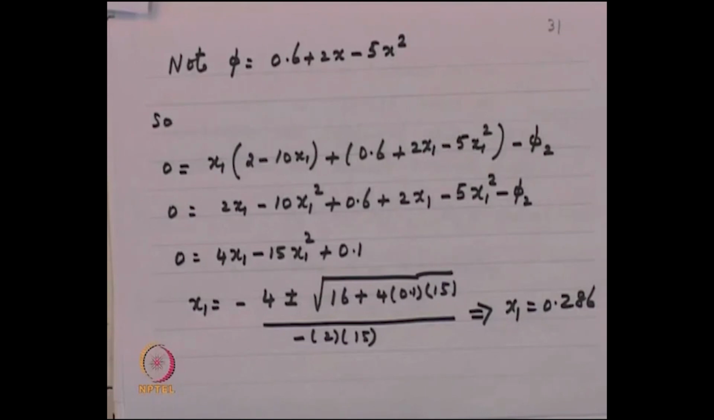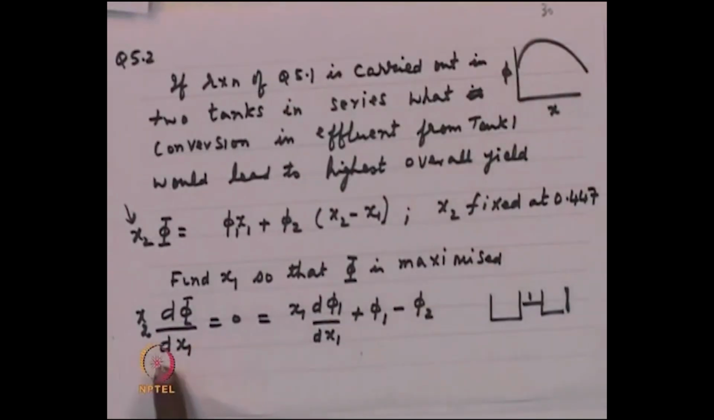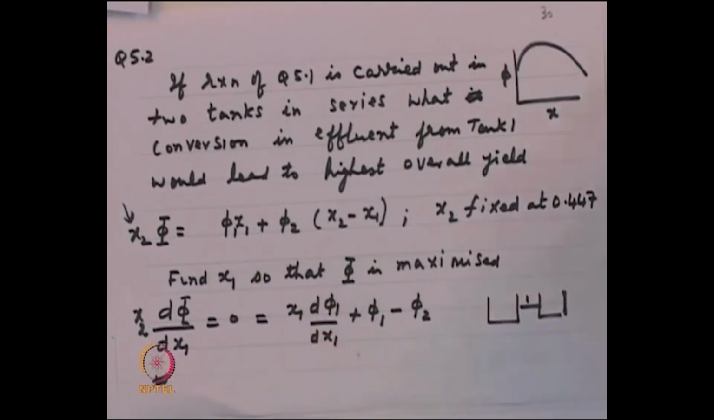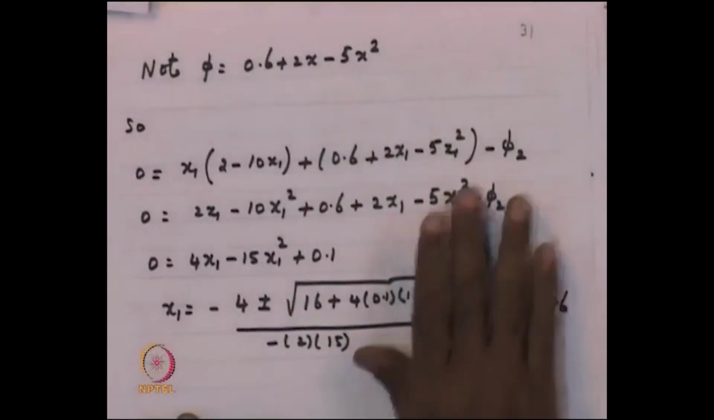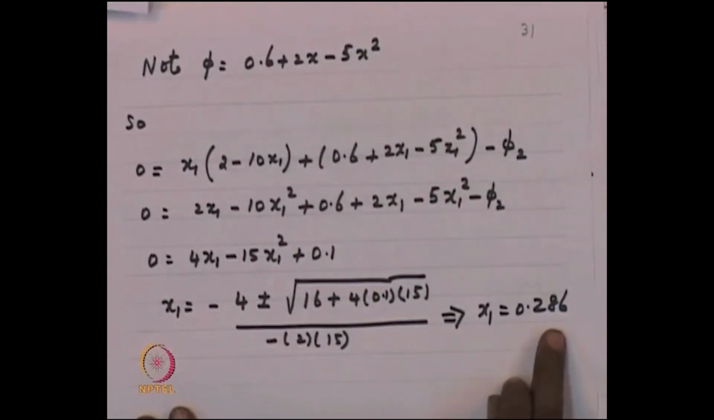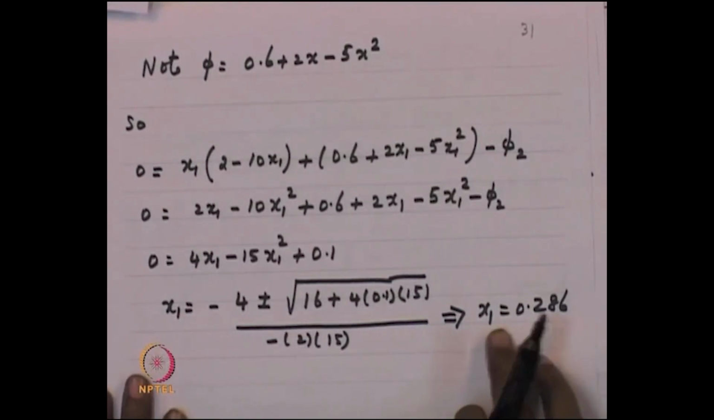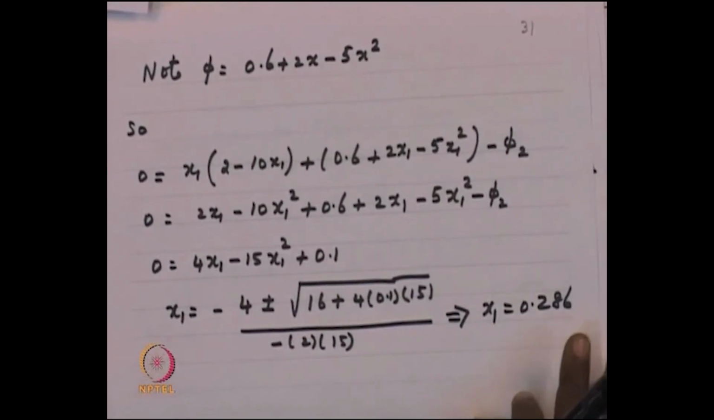Yes or no? This is okay. The differentiation is all right. Okay, okay. See, this comes from here, x 1 d phi d x 1, that function is known. So, I have put all these numbers here. Okay, 0.286 is correct. Now, that means the highest value for phi we get when you choose x 1 as 0.286. So, what is that value?